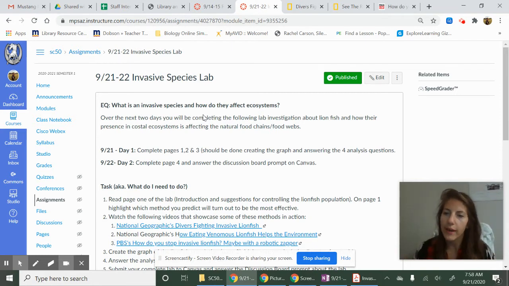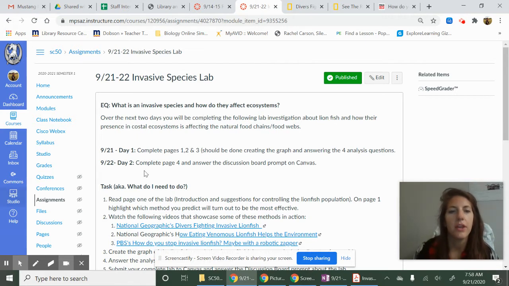So what you're doing is you're actually going to look at a case study. Lionfish are an invasive species. They have moved into a lot of our coastal ecosystems here in the United States, and we're going to see what effects they're having and then what scientists are doing, right, to curb this invasion.